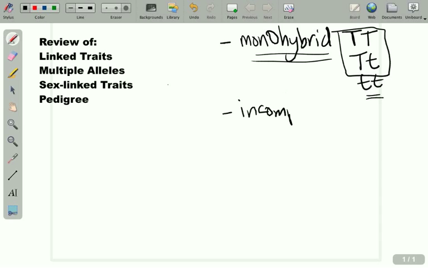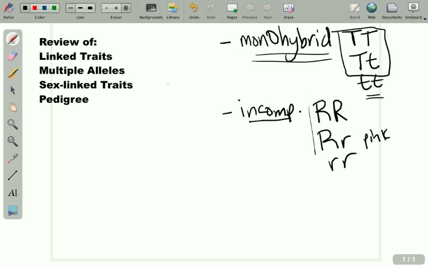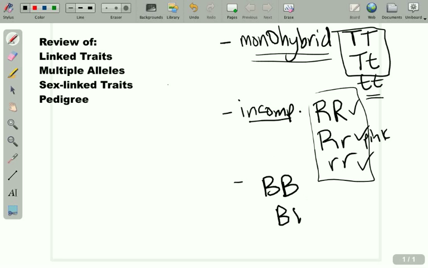Incomplete dominance is the other example, where I'll use the T's too, I don't care. No, that's not a good idea. That's going to confuse you. Incomplete dominance, that's the one where we said red, pink, and white. This is a weirdo case, three colors: red, pink, white. And then codominance, it's black, black-white, like a speckled chicken, and white. This is the only time we use different letters, with codominance.